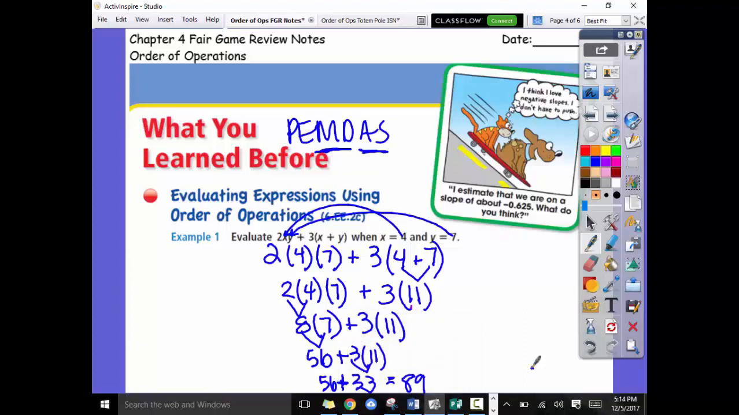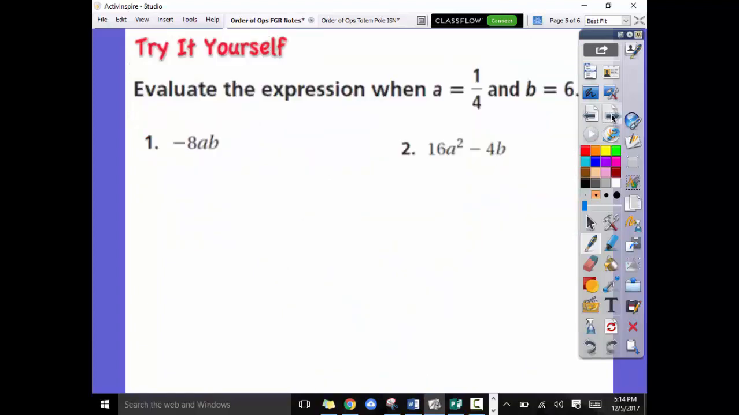Okay, we're going to move ahead here. Now you're going to evaluate the expression with some fractions. So a is 1/4 and b is 6. I'm going to write it out, replace a with 1/4 and b with 6. Negative 8 times 1/4 times 6. 8, a, b, those are all next to each other. That means multiplication. So first I'm going to do multiplication of negative 8 times 1/4.